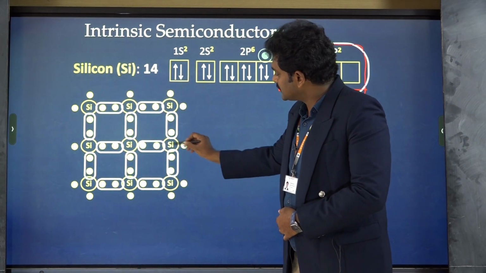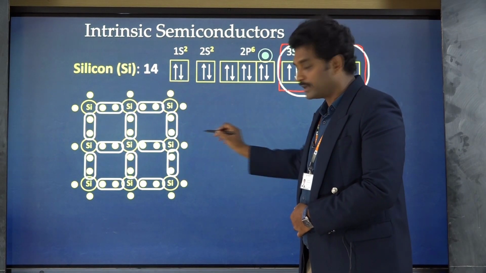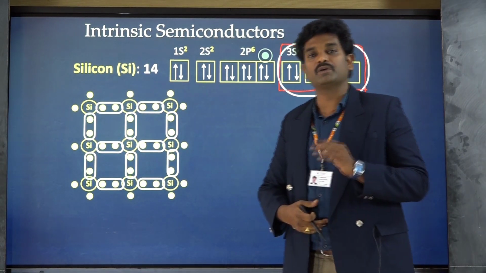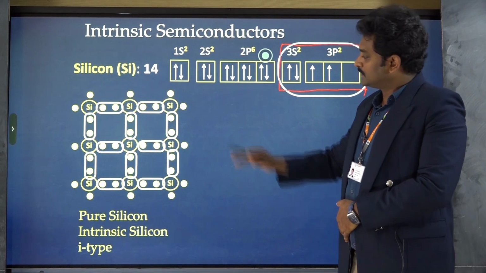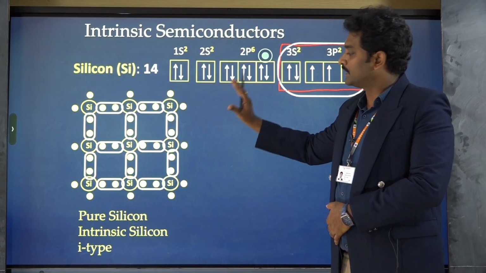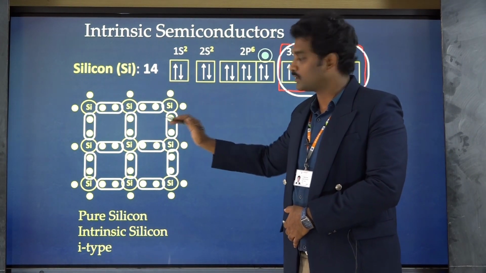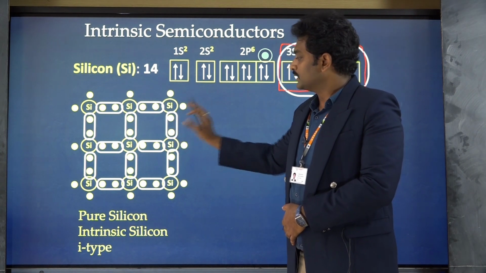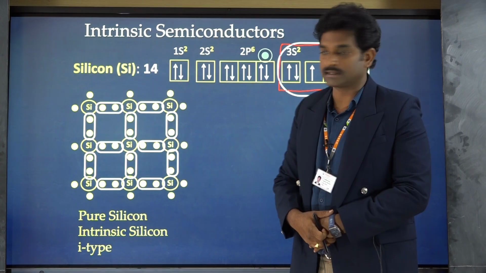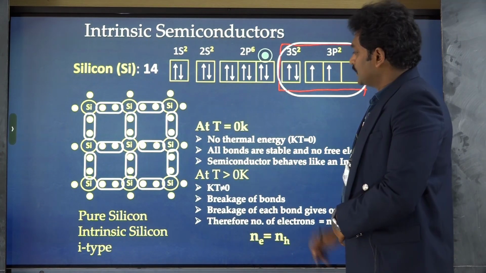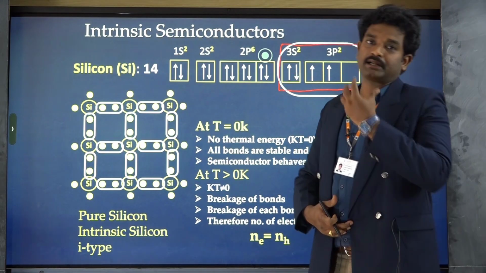If we take this silicon, it is forming bonds with 1, 2, 3, and if we extend the material, it will form one more bond here. So every silicon atom is capable of forming 4 bonds with its neighboring atoms. This is a pure semiconductor which is called an intrinsic semiconductor. In an intrinsic semiconductor we don't have any impurities, all are silicon atoms, and this kind of semiconductor is called an intrinsic semiconductor, or I-type semiconductor. I means intrinsic.